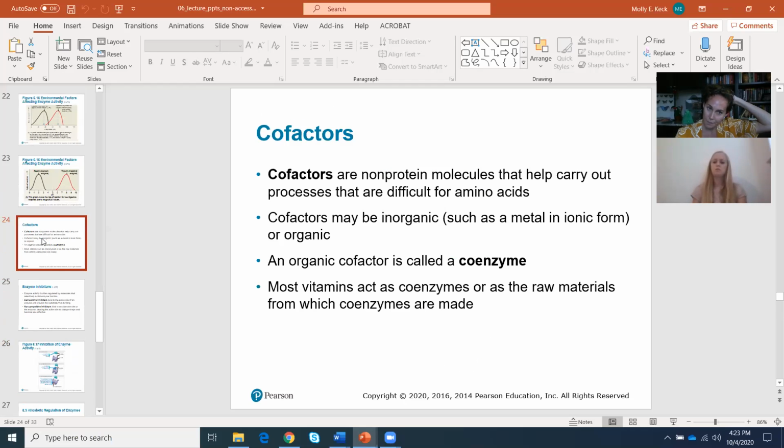So sometimes enzymes will have a second part to it, a non-protein molecule that helps the reaction happen a little bit quicker. Those are called cofactors. And then if it's organic, we call it a coenzyme.